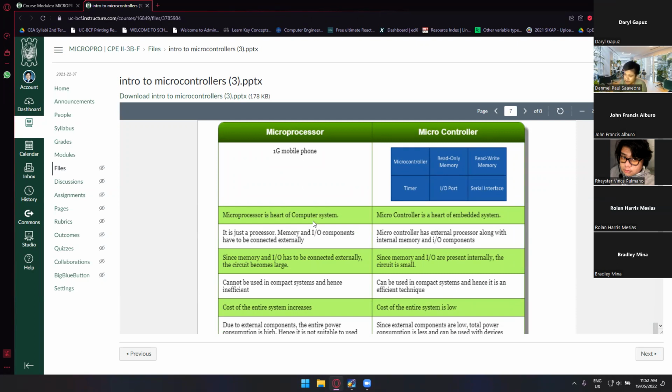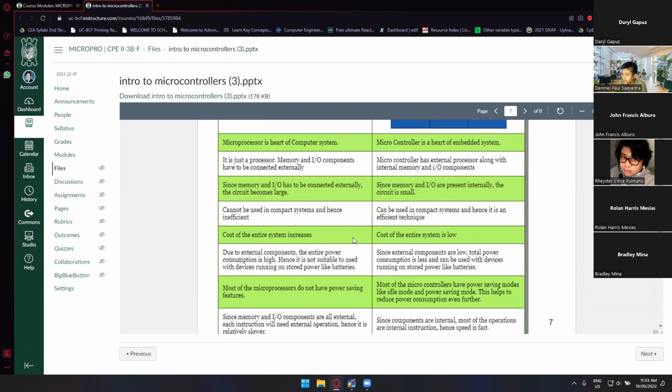Both of them are the heart of a certain system, but the microprocessor is the heart of a computer, specifically for computers only. On the other hand, the microcontroller could be used in any system, especially in embedded systems. And a microprocessor is just a processor, and they are not connected, so memory and I/O are separated. While the microcontroller includes the processor, internal memory, and then input-output components.